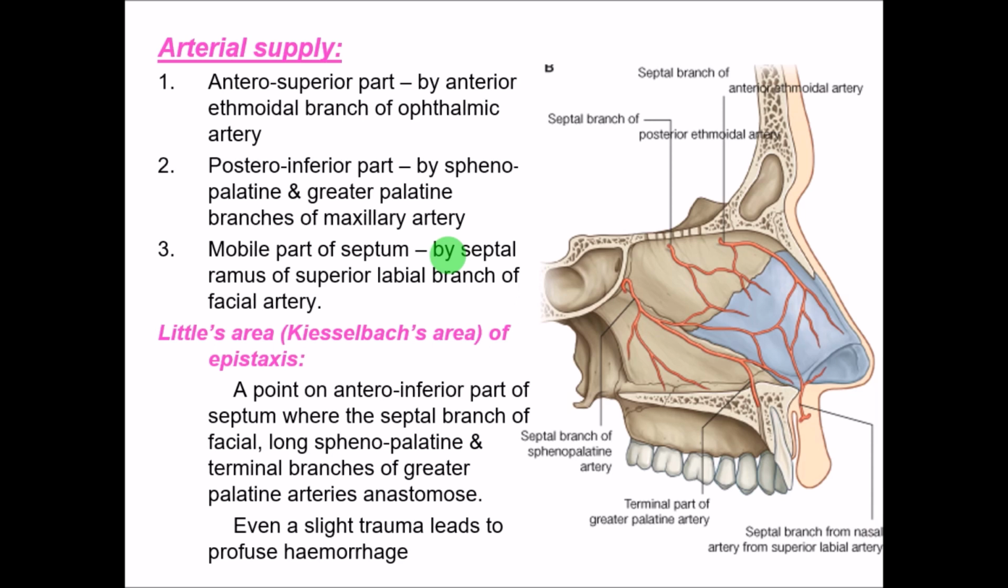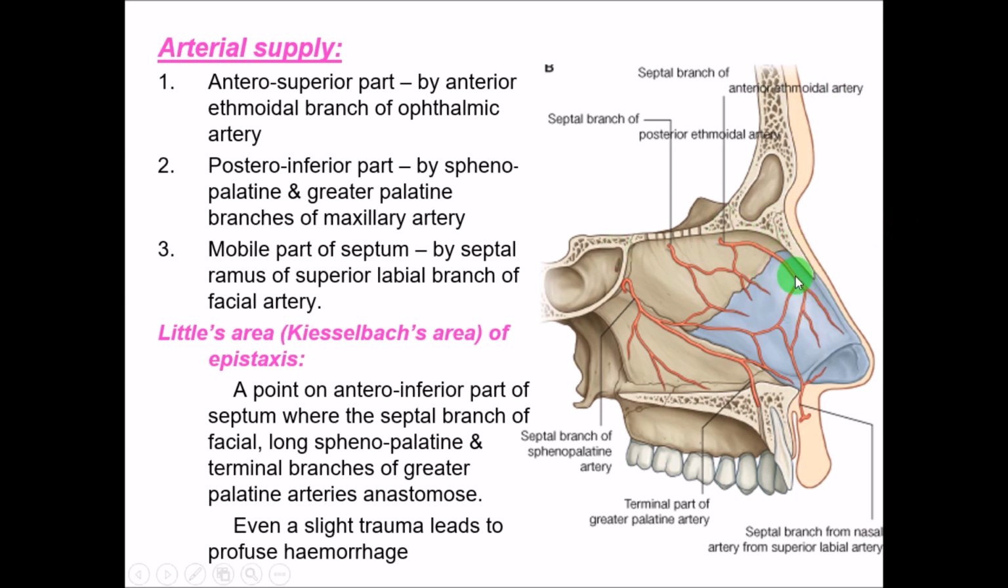The arterial supply is by some 3 to 4 arteries, mainly the anterior superior part. So the anterior superior part here will be by the anterior ethmoidal branch of the ophthalmic artery. So the septal branch of the anterior ethmoidal artery will be supplying the septal part of the nose.